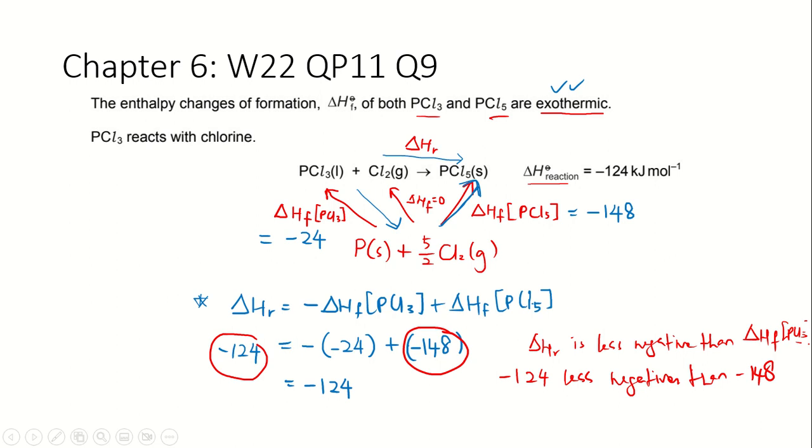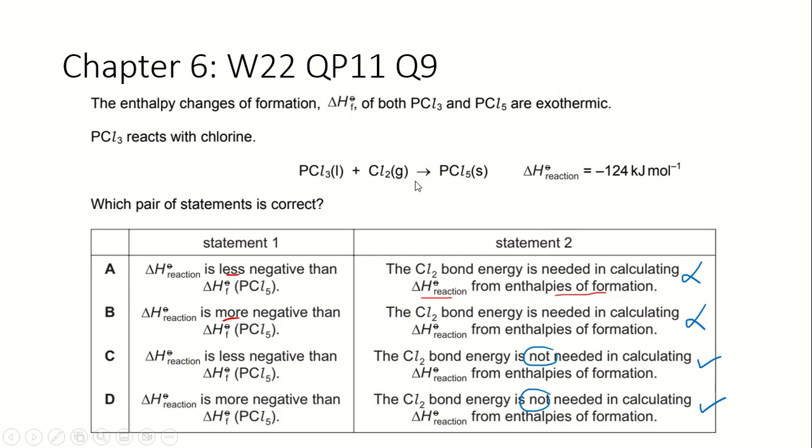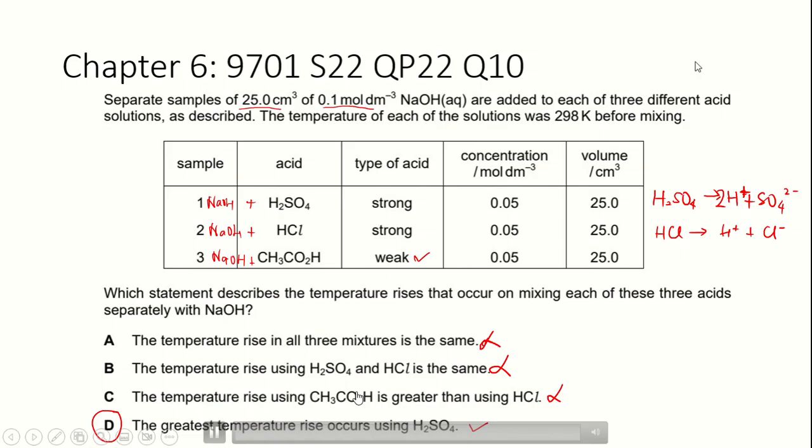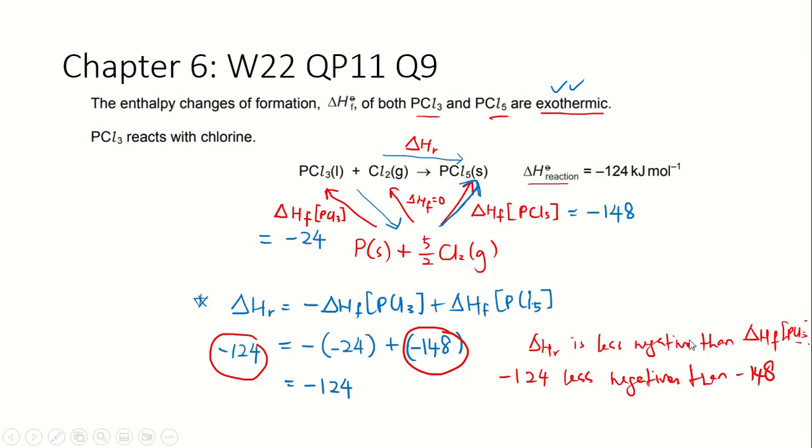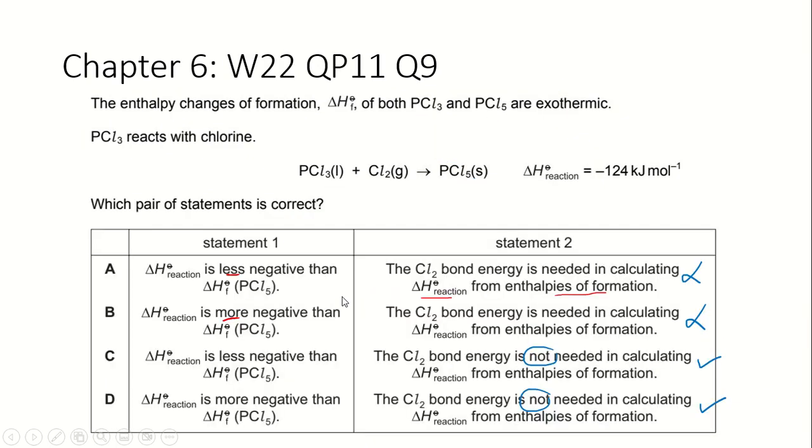So let's go back to the previous slide to look at the answers. We have C and D. For C, delta HR, the enthalpy change of reaction, is less negative. For D, the enthalpy change of reaction is more negative. The answer should be less negative. So C is the answer.